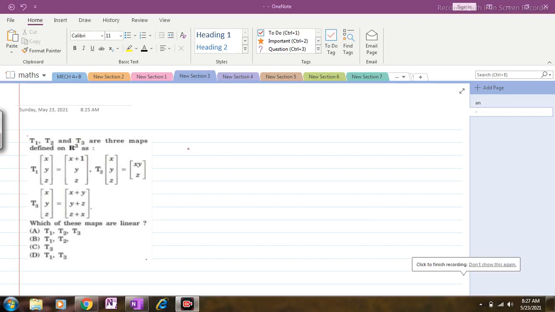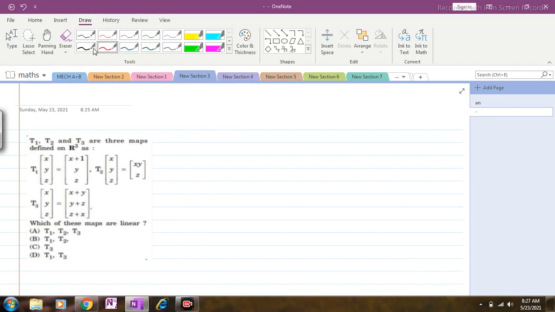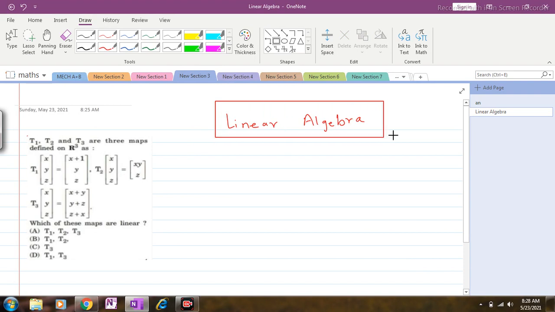Okay, hello everyone. So today again I have one problem from linear algebra that I have to solve. I have taken it from linear algebra. Here we have to check whether my given transformation is a linear transformation or not.